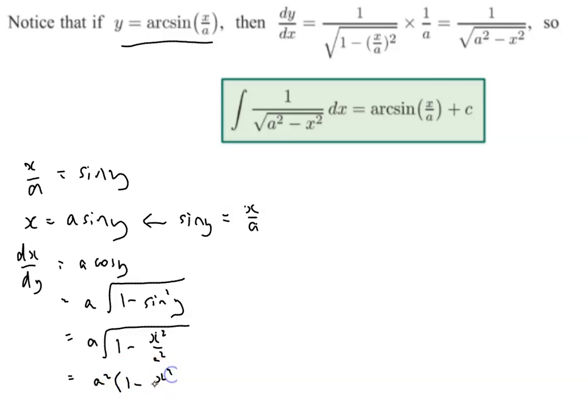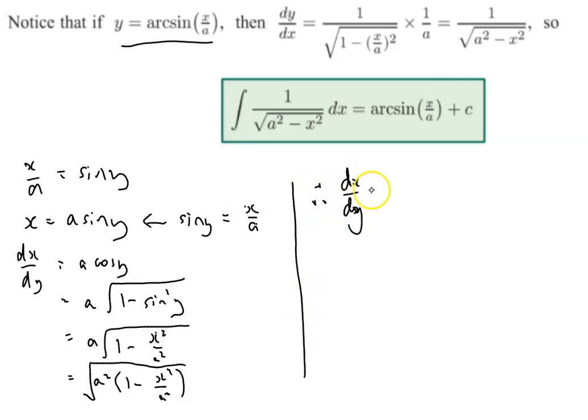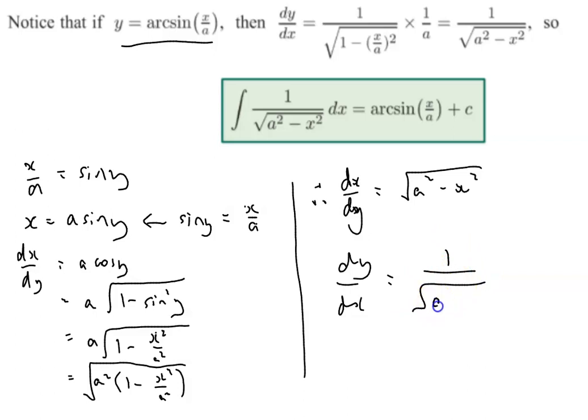So let's write all this down here. So that's under the square root. So therefore we end up with dx by dy is going to equal, if I expand my brackets down here, I'll get a squared take x squared, because the a squared here and the a squared there will cancel out, under the square root. Which therefore means dy by dx is the reciprocal, which is 1 on the square root of a squared take x squared, which is what we have up here.